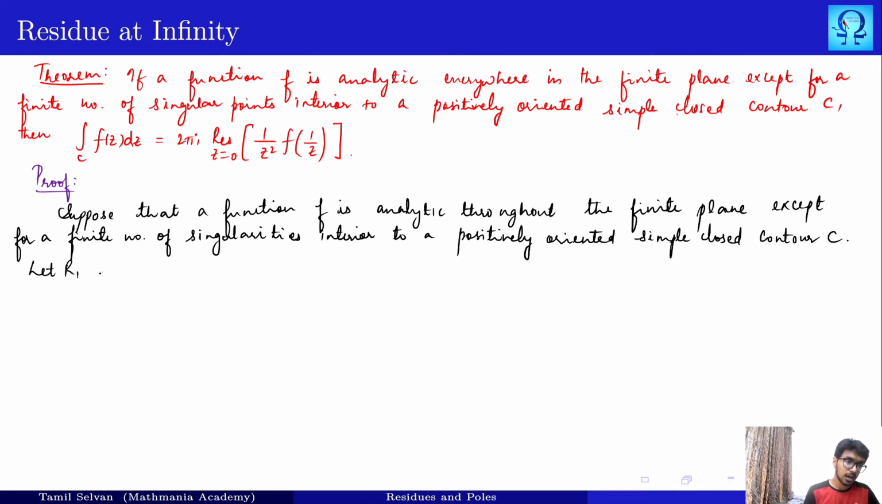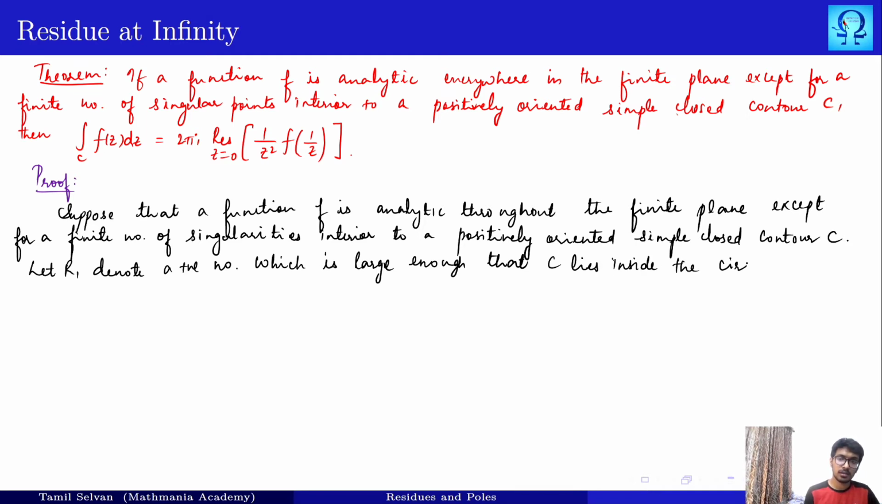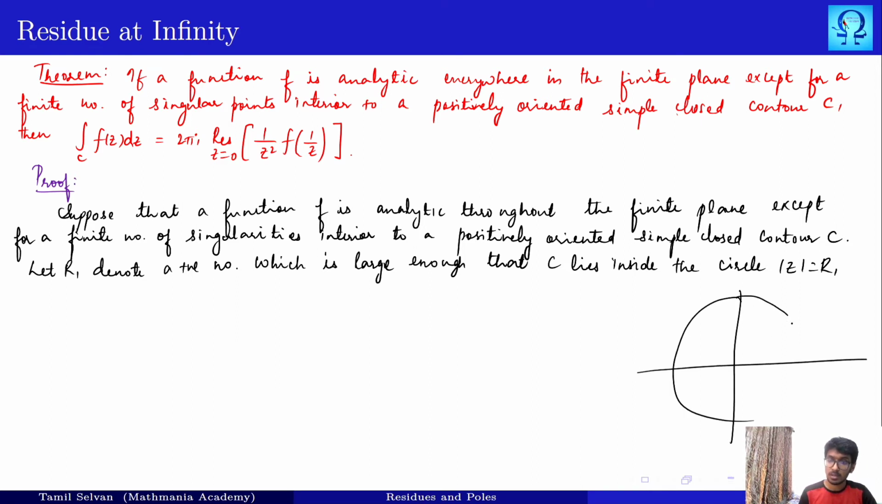Let R1 denote a positive number which is large enough that the contour C lies inside the circle absolute of z equals R1. If you just see what is the thing that we are trying to construct here, we are choosing R1 large enough.